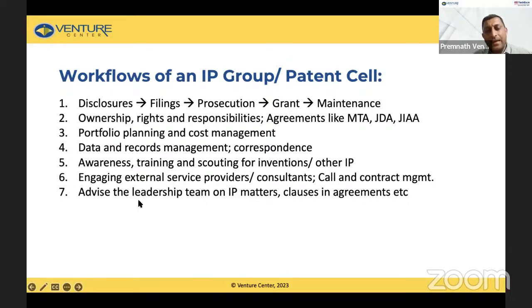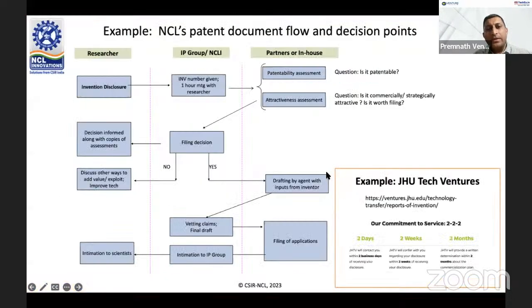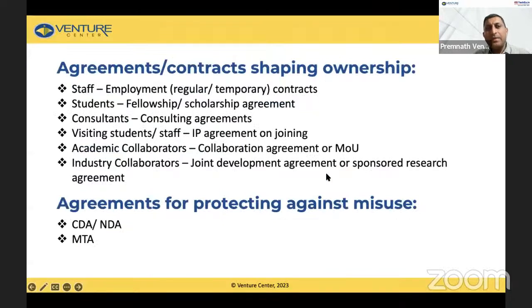And besides that, last, which I told before also, is advice to the leadership team on IP matters, especially in clauses in agreements which might come from time to time, and ensuring that there's compliance to both agreements and the law, right? Okay, so this I have shown you. I'll talk a little bit about agreements and contract shaping ownership.